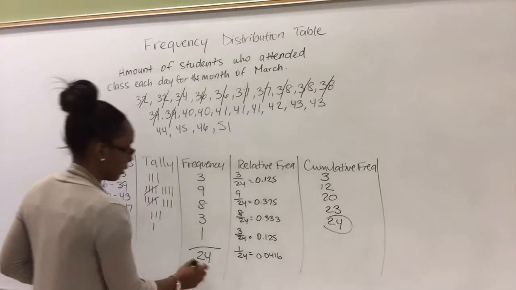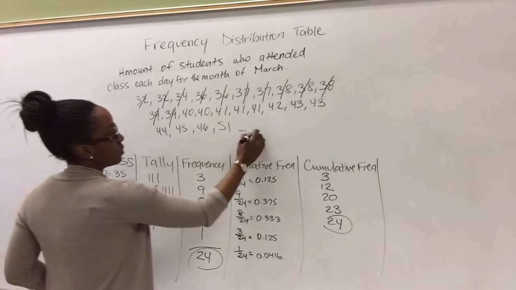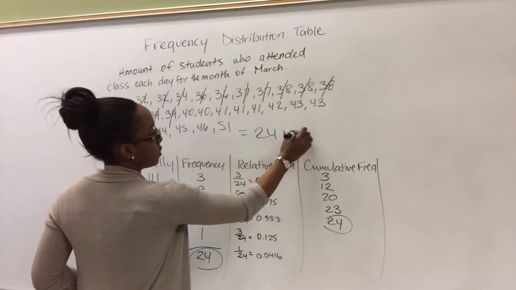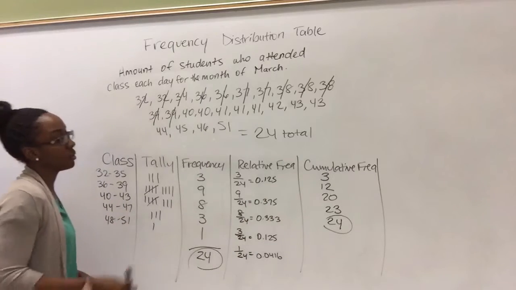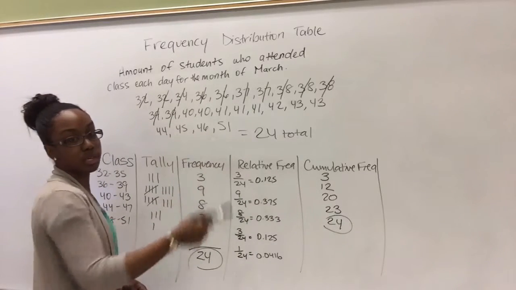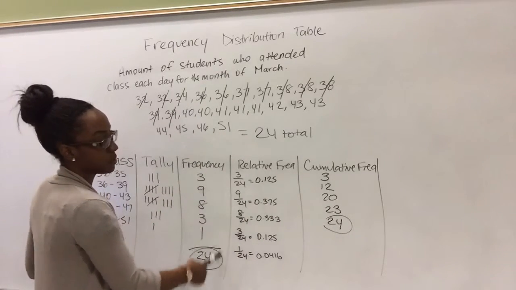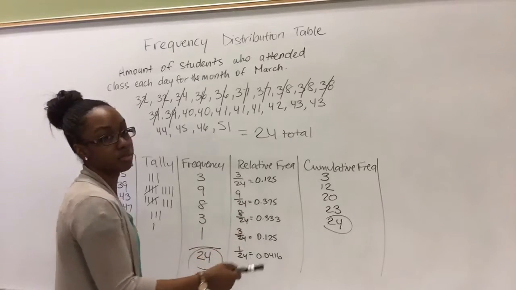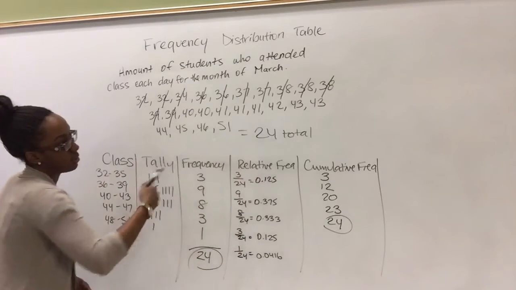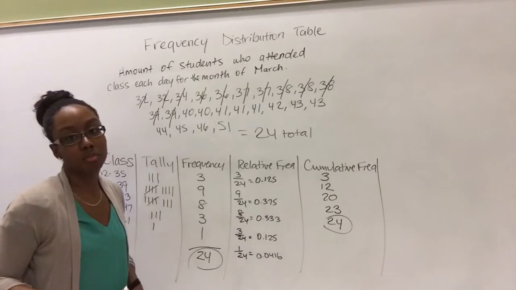So the number here all equals to the total numbers that you started off with. So that's how you can confirm that your answer is correct. Once the number in the frequency column matches the number in the cumulative frequency, and that is the same number of digits that you started off with in your data set.